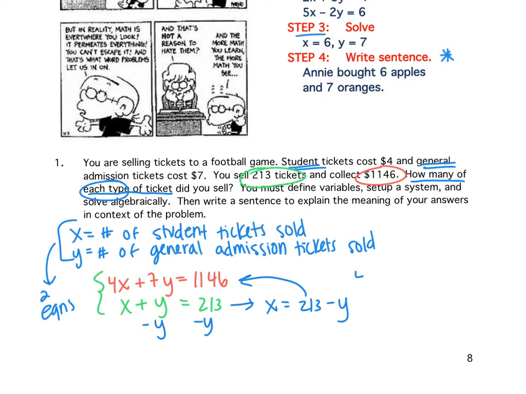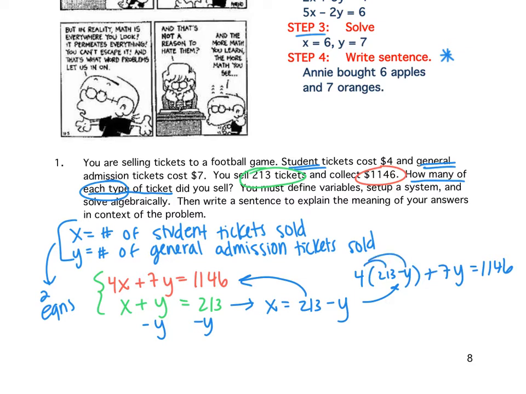So in the first equation, I have 4, I'm going to substitute for x, plus 7y is equal to 1,146. So instead of x, I'm going to put in 213 minus y. As you can see at this point, you're going to need a calculator. So if you don't have your calculator handy, please pause the video, go grab your calculator, and come back.